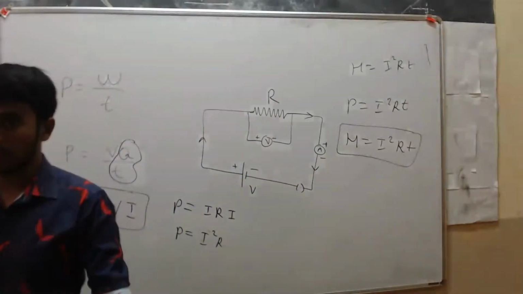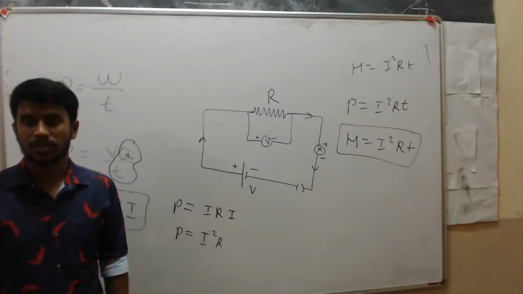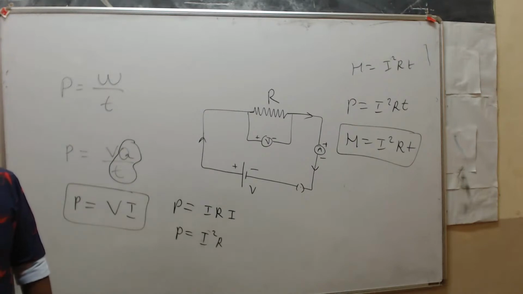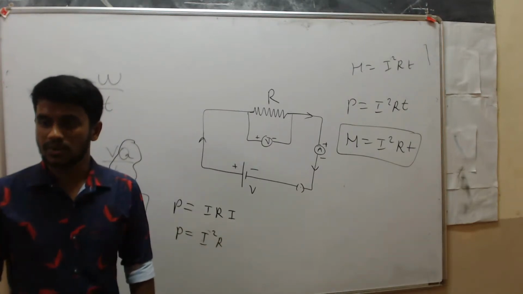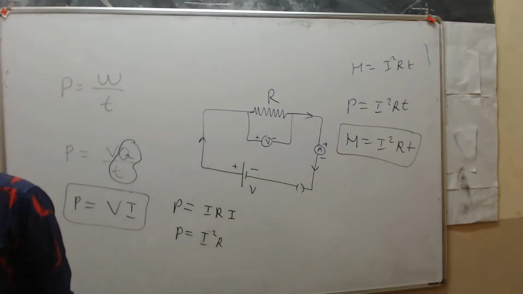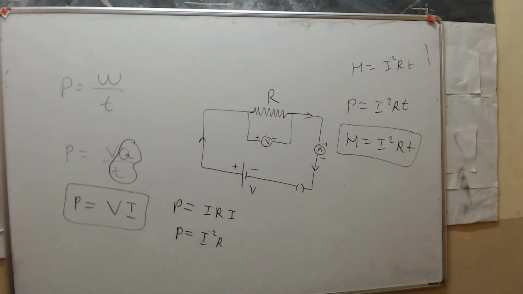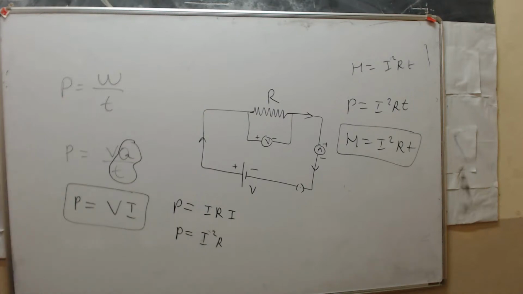I think that's a little bit complicated. The earlier textbook explanation was easy. Yes, I will give notes, no problem, don't take tension. So finally we got H is equal to I square into R into T. I will stop here. Tomorrow we will discuss electric power and some problems. Thank you.